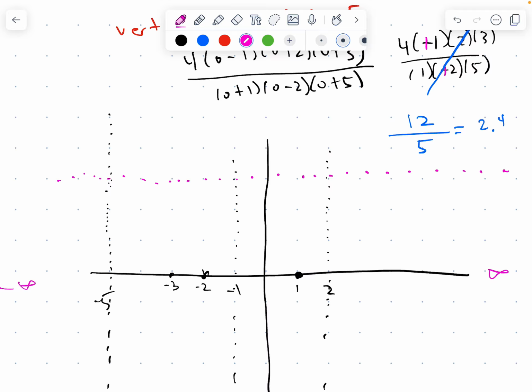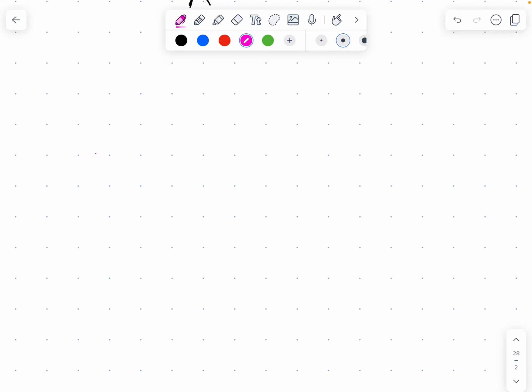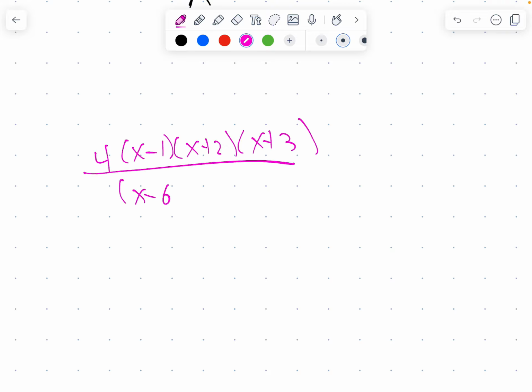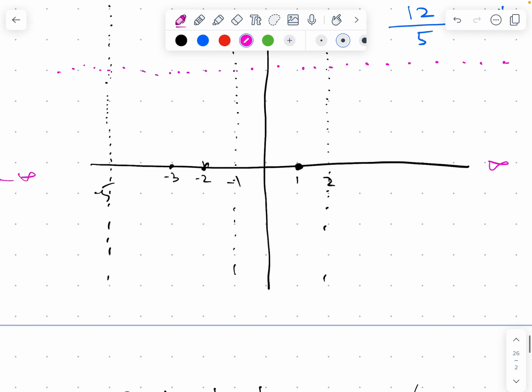Okay, so we've got to test some values, positive or negative. So let's go back to our equation and start testing values. We have 4x minus 1, x plus 2, x plus 3, and on the bottom we've got x minus 6, x plus 1, x minus 2. Oh, we don't need an x plus 6. That got canceled out. We've got x plus 1, x minus 2, x plus 5. And we're going to test something to the left of negative 5.